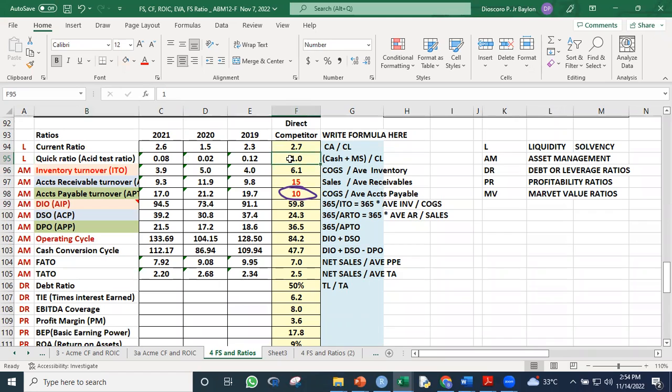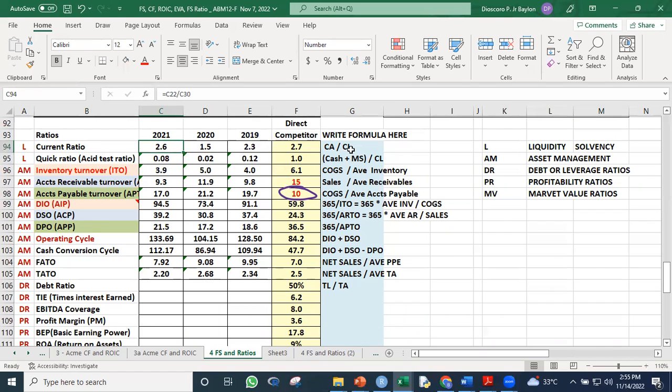Here we see that the direct competitor is a lot better than us in terms of our capability to pay our current obligations. So again, the lesson here is that we just don't take these figures hook, line, and sinker. We can, of course, define what 2.6 means.